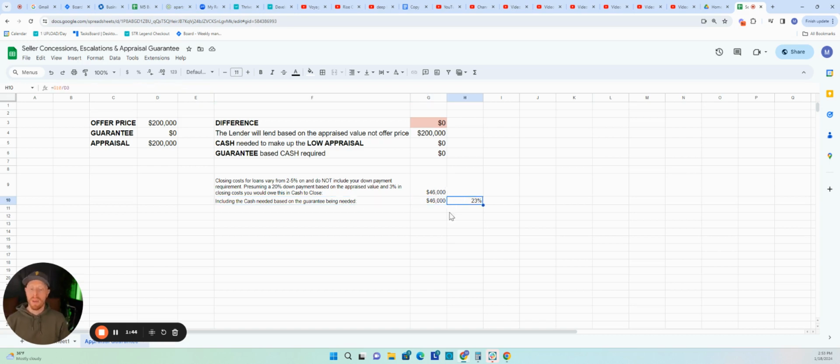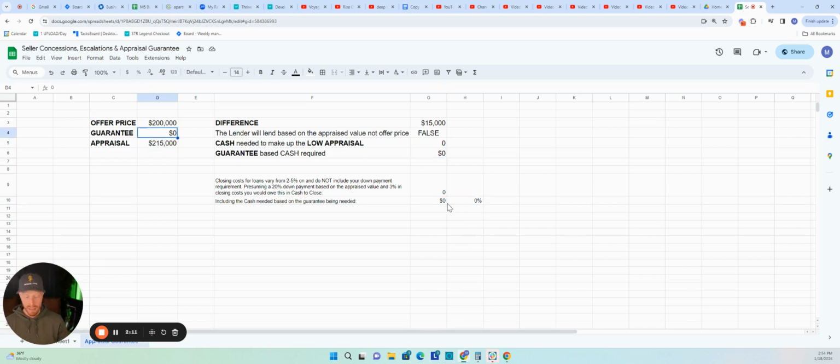So I want you to pay attention to what happens in the negotiation versus the end result of cash needed. Right now, everything came in fine. Let's say it came in at $215,000. Take your guess now. What's it going to do? Pretty much nothing. In fact, this is still fine. There's no additional cash needed. There's nothing.